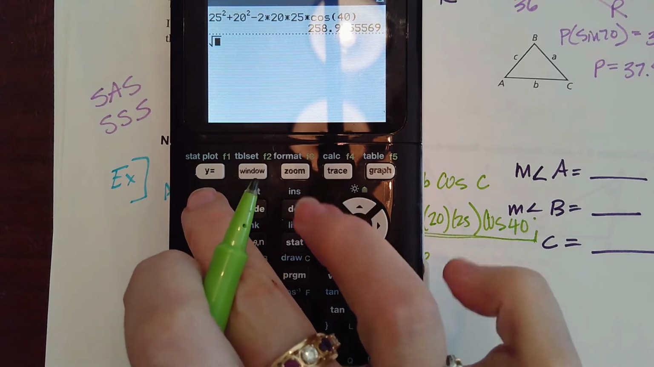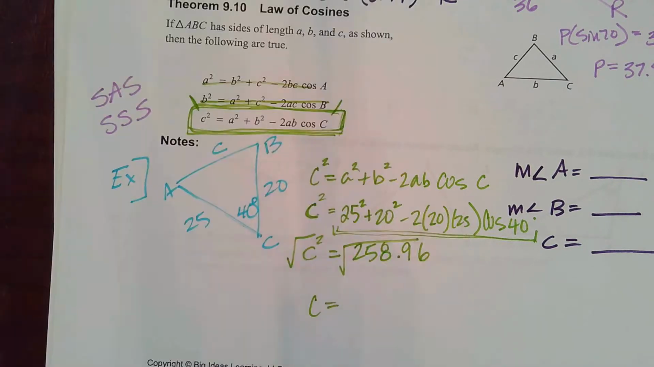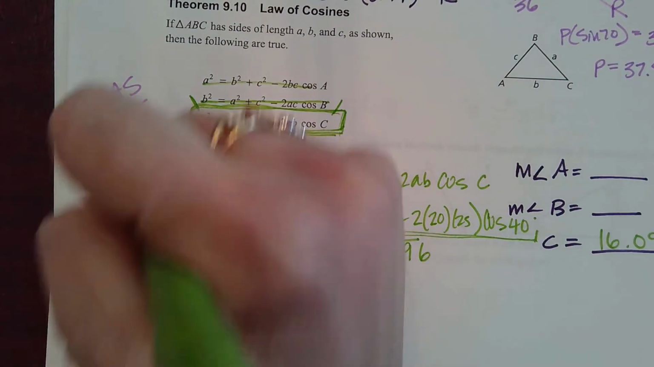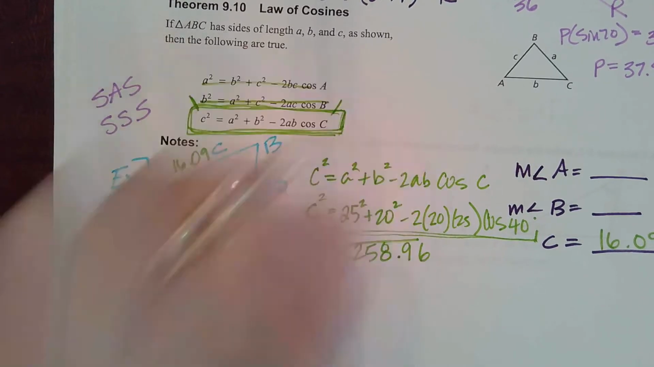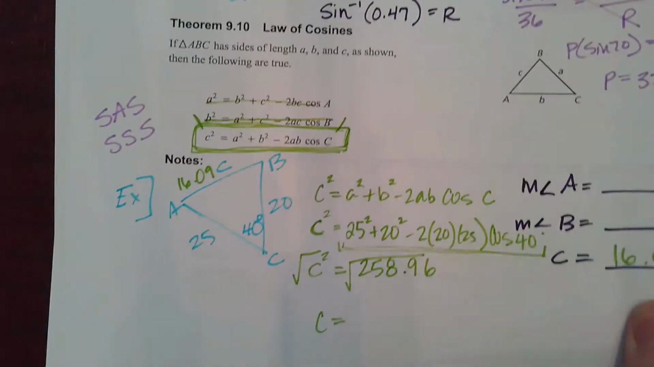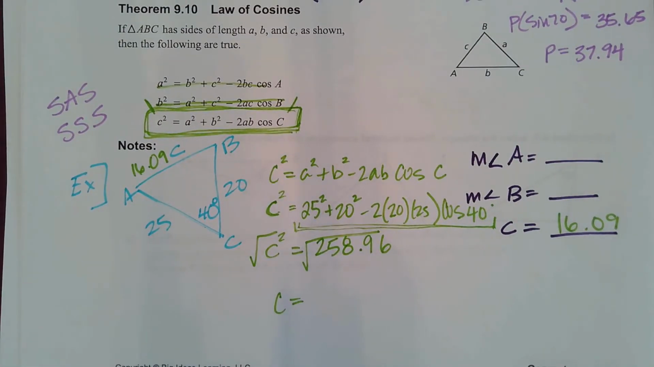So square root, and then hit second answer to bring up all of that previous answer so that you're as accurate as possible. Now we're going to round it to side length, so that's rounded to 2 decimal places. So 16.09. All right, 16.09. I'm going to go ahead and write that on my diagram as well. Fantastic. I've solved for a side. Now you might notice we have to solve for 2 angles.